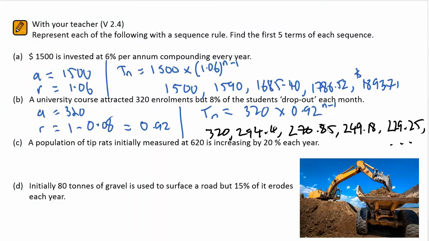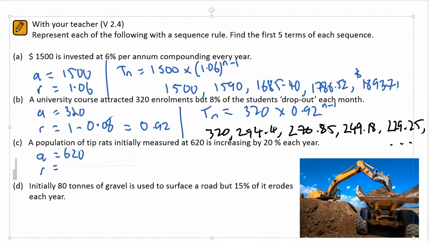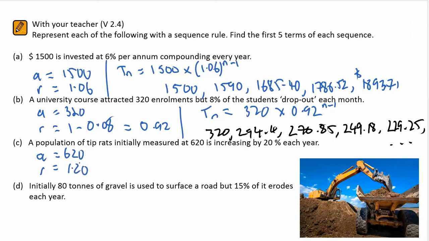In the next instance, we've got a constant increase of tiprats. We start with 620 of them. So the R, 1 represents 100%, 1.20. So I can write out the expression for the sequence as 620 times 1.20 to the power of n minus 1. And if we put that into our calculator, we'll find the following sequence is generated.